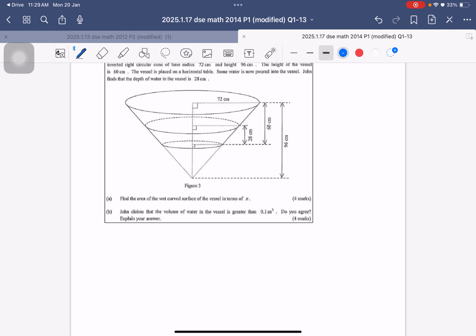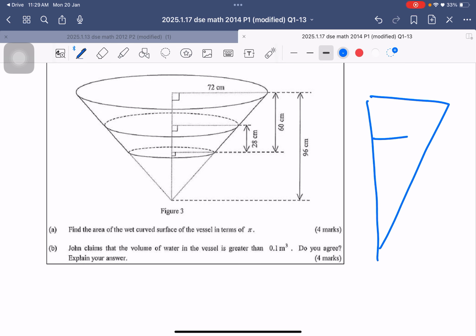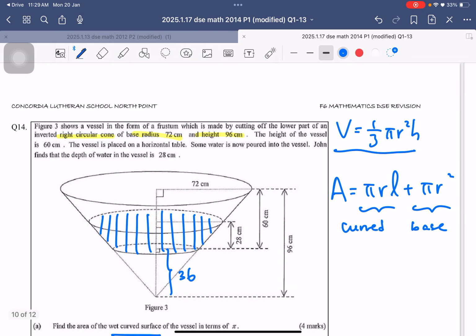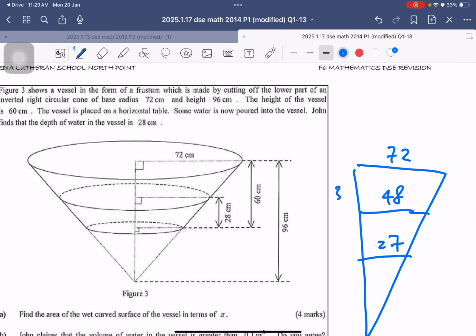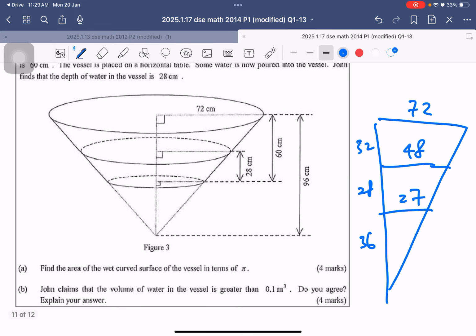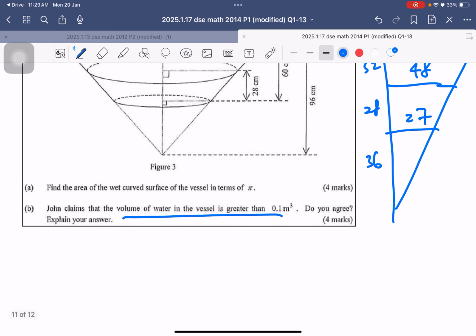Okay, so let's summarize what we have here. We have 3 triangles, isn't it? The largest radius is 72, the middle radius is 48, the small radius is 27. And the heights are 32, 28, and 36. That's all I have. Now they're asking whether the volume is greater than 0.1 meter cubed. Then how do we find the volume? What is the volume formula?